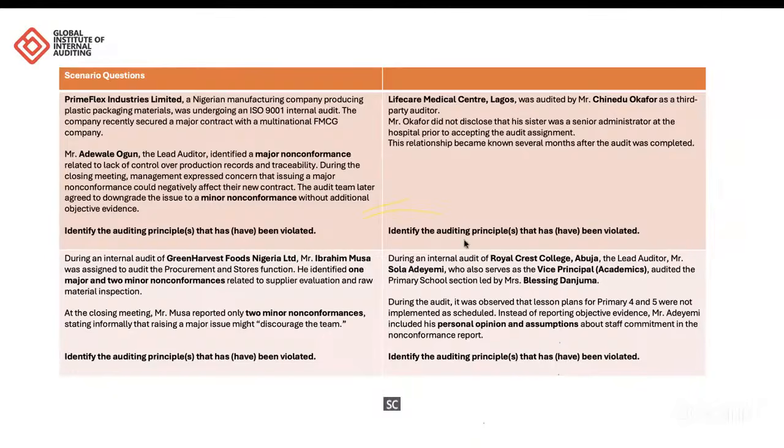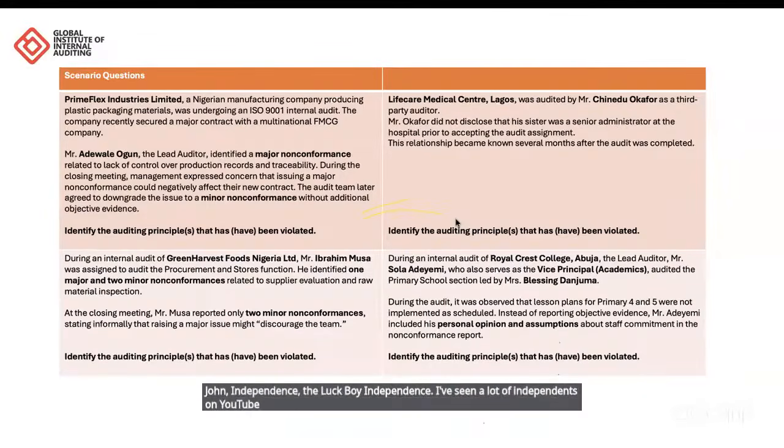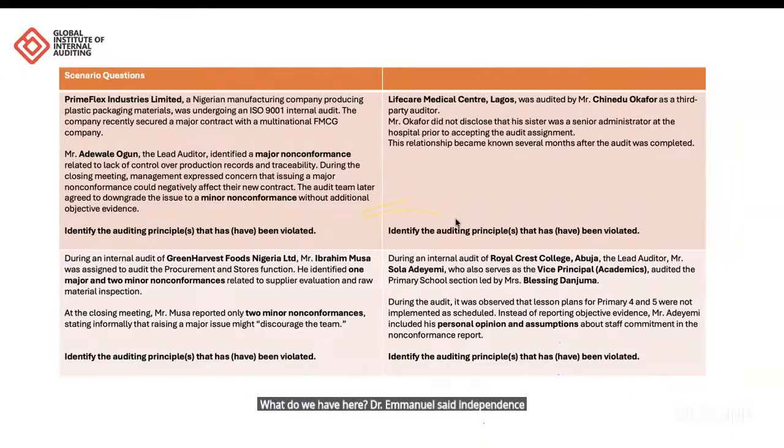Let's see. Conflict of interest, independence. Independence. John, independence. The Black Boy, independence. I'm seeing a lot of independence on YouTube. Dr. Emmanuel said independence. Abimbola said fairness. Okay, that is wonderful. It shows that quite a number of you are following this class.